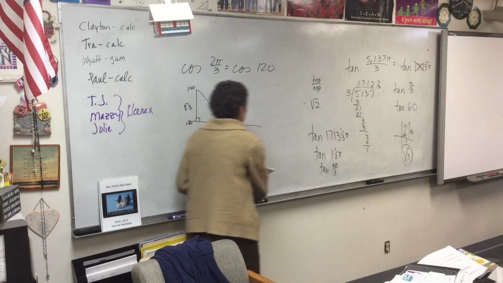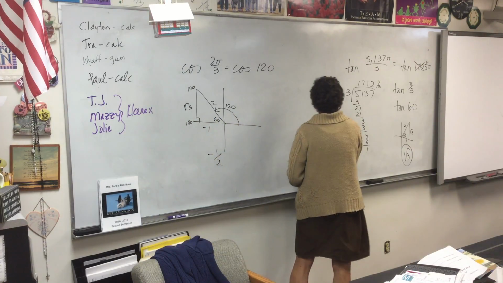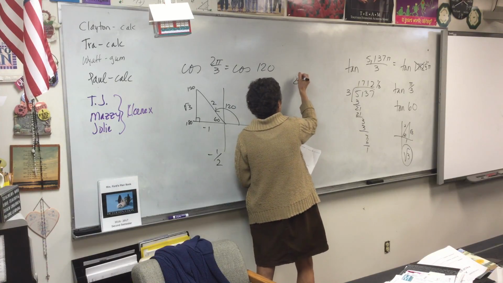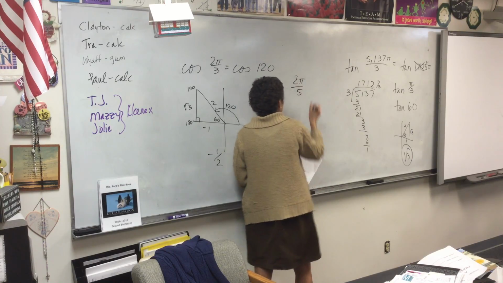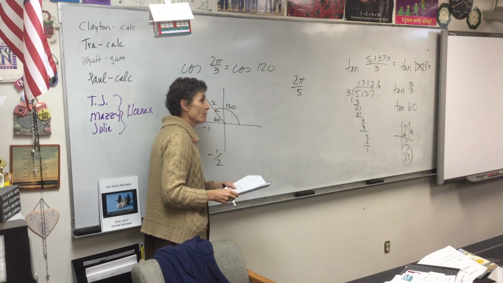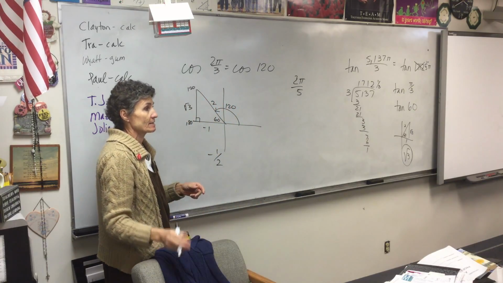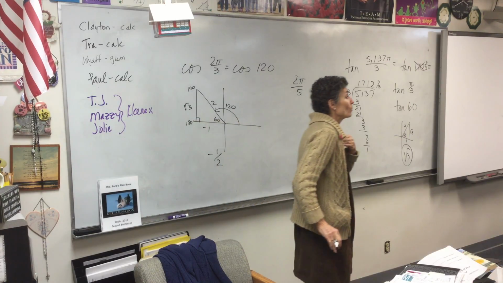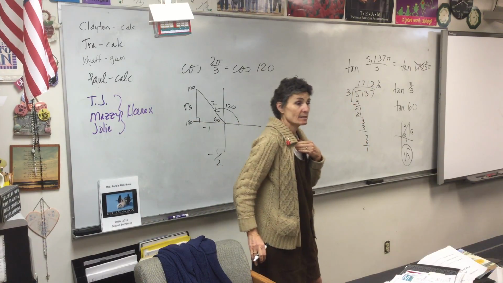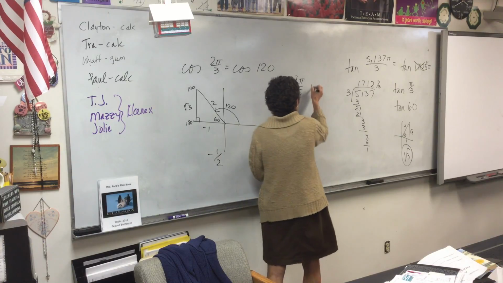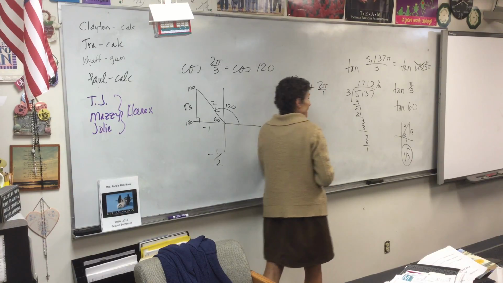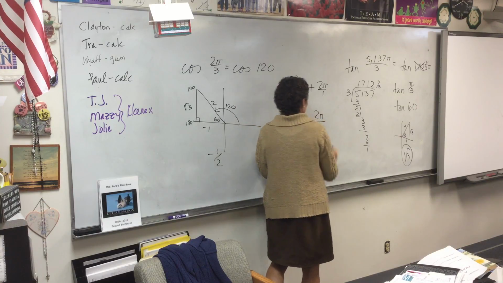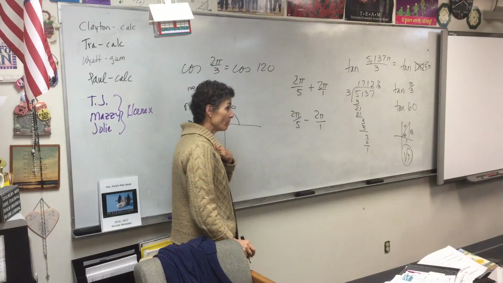Look at number 5. We've already talked about this, I think. We want to find a positive and a negative coterminal angle for 2 pi over 5. Now we want a positive and a negative this time. How do we find coterminal angles? We add or subtract 2 pi. So a positive one will be found by adding 2 pi, and a negative one will be found by subtracting 2 pi.